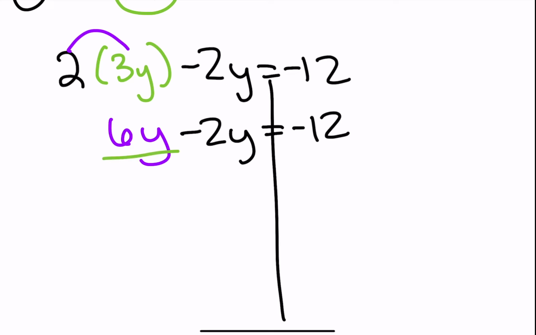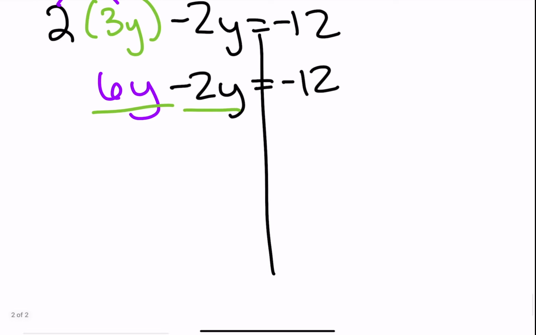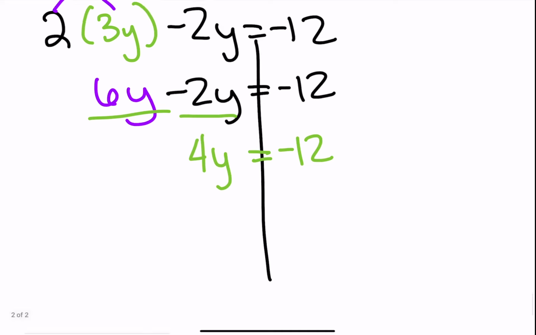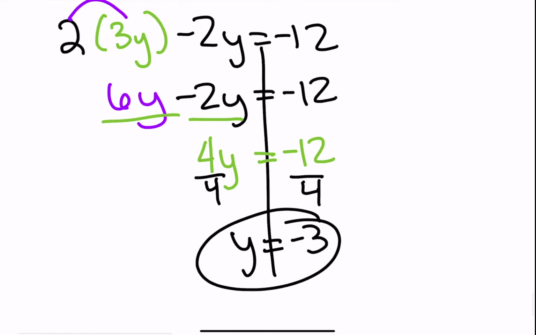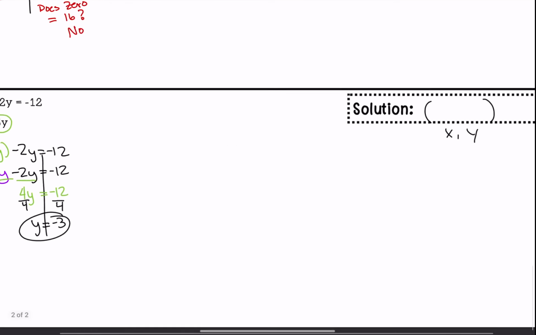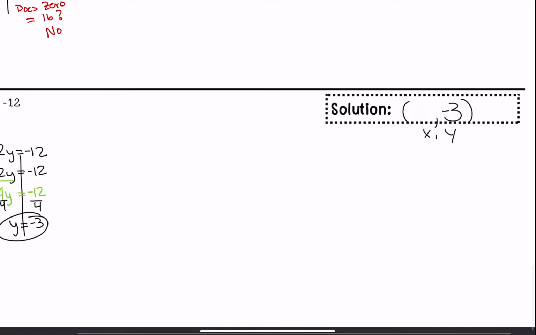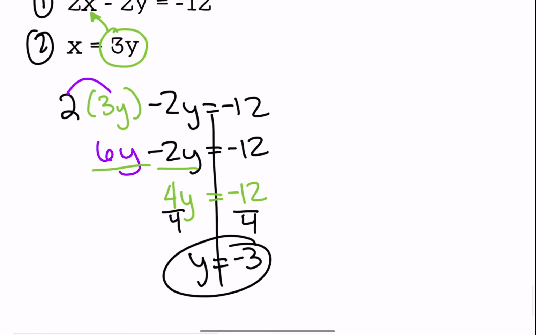I can combine like terms, and look, they don't cancel out. So we got 4y equals negative 12. Divide by that 4 on both sides because we need to get rid of that coefficient. And now we know y's number is negative 3. Good. Now we need to figure out x's number.